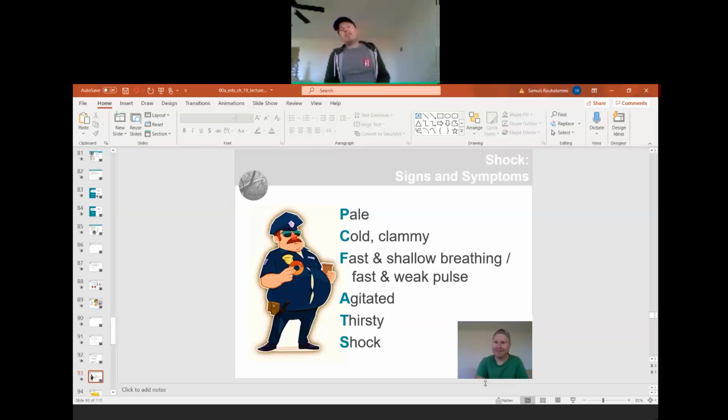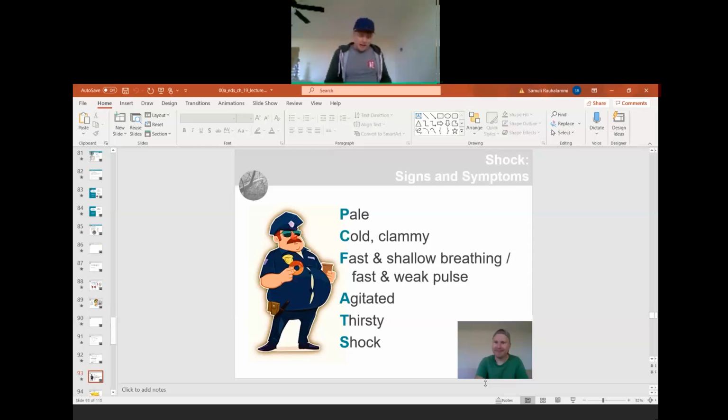And you'll notice that British people love abbreviations, mnemonics, in terms of that. Police constable is what we say rather than cops in UK. So our mnemonic is going to be PC FATS.